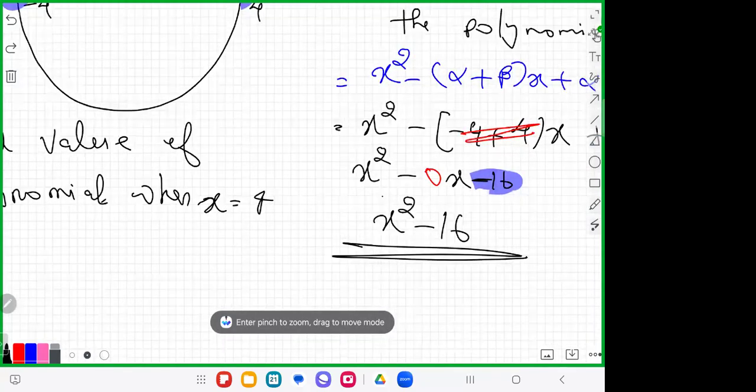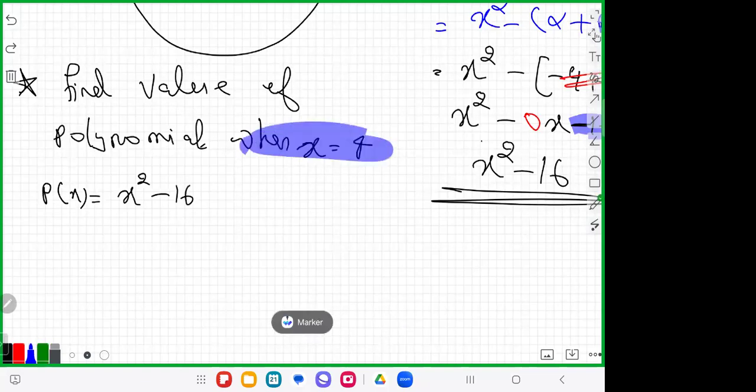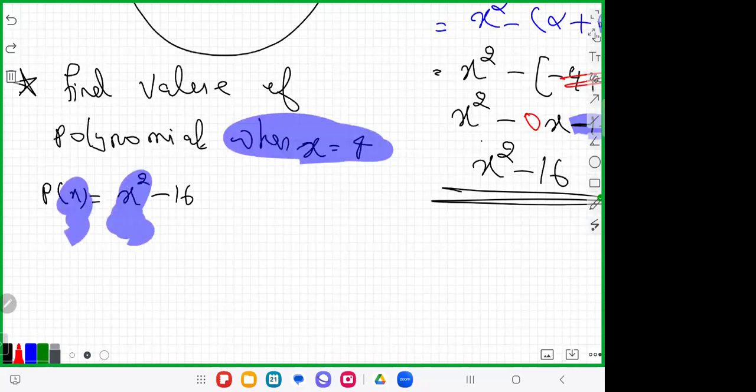What is the polynomial? The P of x is equal to x square minus 16. We need to find the value of the polynomial when x is equal to 4. Replace this x as 4. So we need to find P of 4. Therefore, P of 4 is equal to 4 square minus 16. What is 4 square? 16. 16 minus 16 is 0. So the answer is 0.